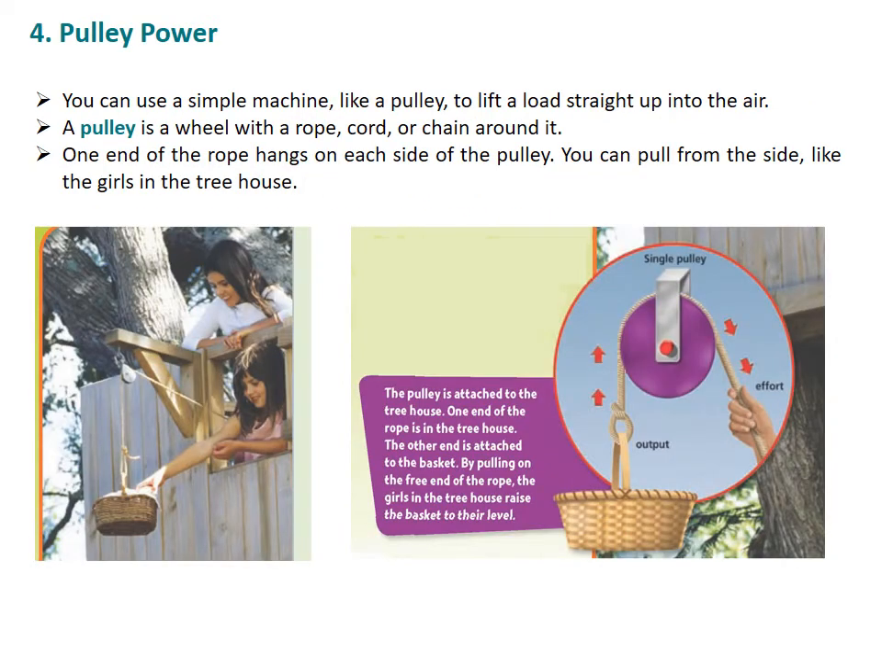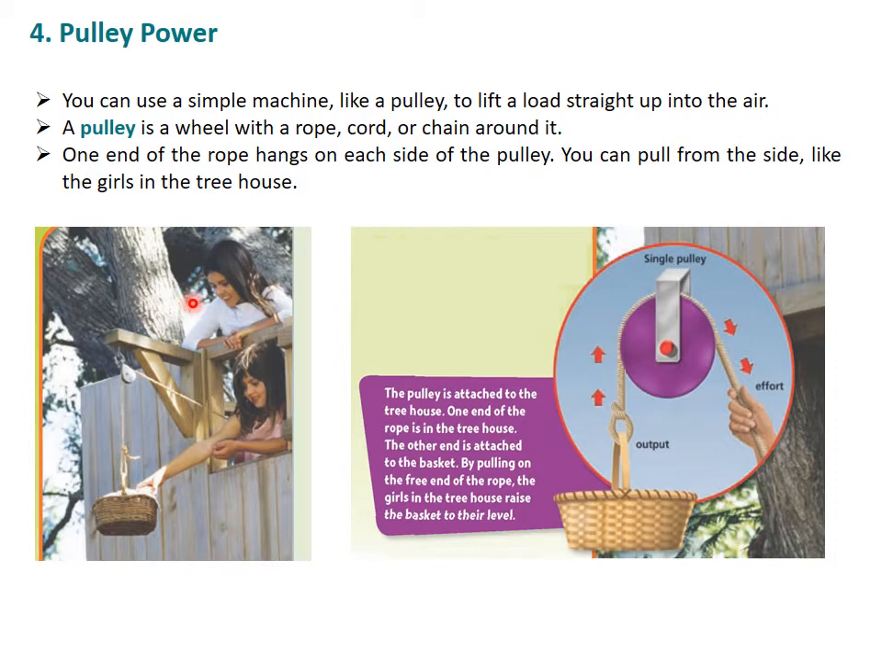The third simple machine that we are going to learn about is the pulley. You can use a simple machine like a pulley to lift a load straight up into the air. By definition, a pulley is a wheel with a rope, cord, or chain around it. One end of the rope hangs on each side of the pulley. You can pull from the side like the girls in the tree house in the picture on the left.